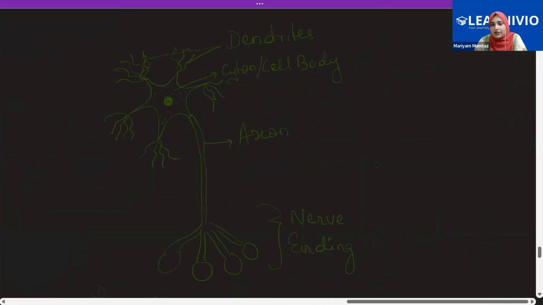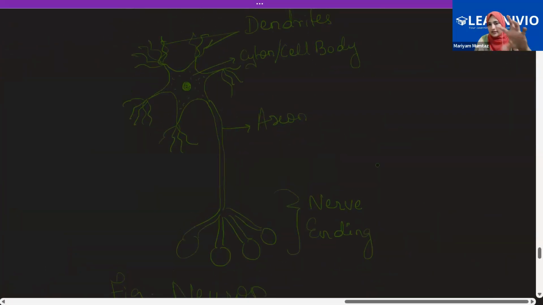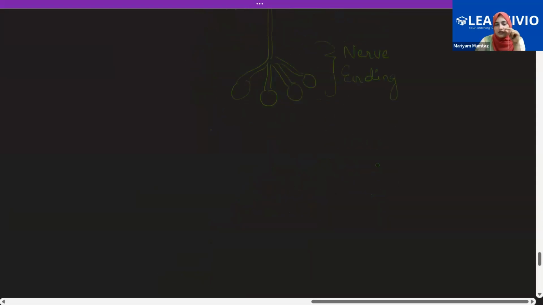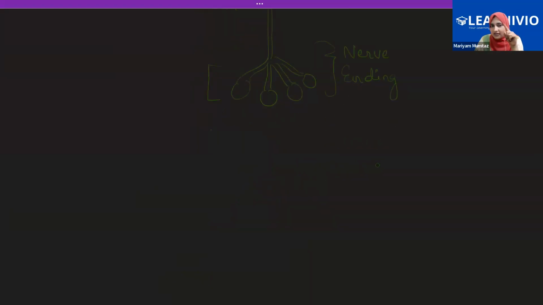I'll show you how a neuron is connected to another neuron. For example, this is neuron number 1. The second neuron will be connected with this in this manner. This is the nerve endings. The nerve endings of neuron number 1 are connected to the cyton of another neuron. Understood? So this is the connection, head to tail. That is the way it is connected, and in the same way, the entire nervous system has this connection.